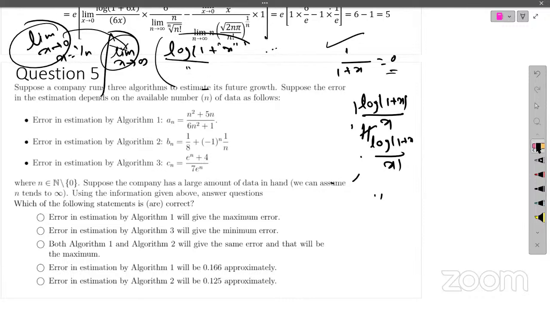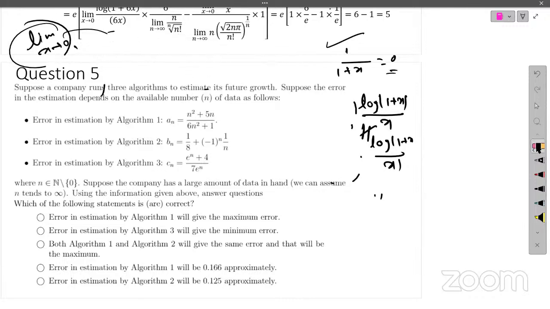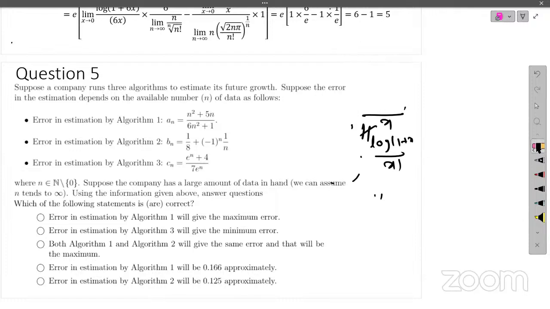Okay, so let's try to solve this question. Here 3 sequences are given to us, and they are calculating some error in algorithms, and we want to judge what will be the efficient algorithm, right? So here error estimated by algorithm 1 is given by this sequence, error estimated by algorithm 2, error estimated by algorithm 3. So what we can do, we can find out the limit of the sequences and try to find one maximum kind of error, right? Because as n goes to infinity, if you find where it goes, then that will be your maximum error because these sequences are giving us error, right?